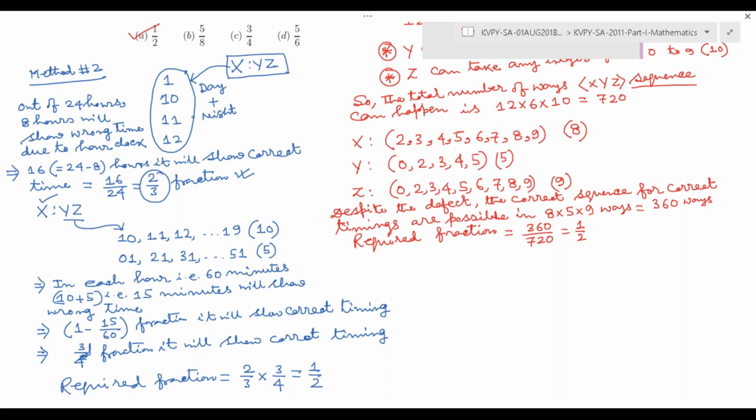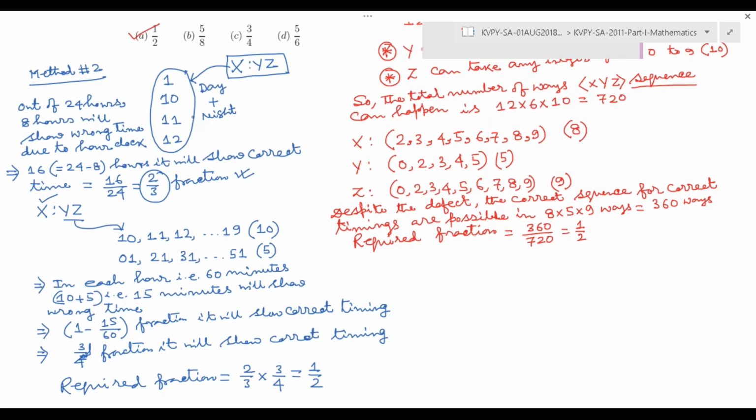Correct? And in the entire 24 hours, the fraction that it will show the correct timing due to the hour is 2 by 3. And out of these 2 by 3 hours, 3 by 4 is actually correct timing due to the minute clock. Correct? So here also principle of multiplication, 2 by 3 into 3 by 4. Correct?